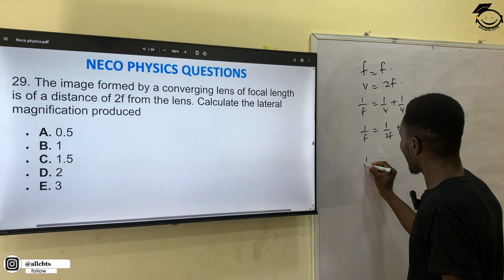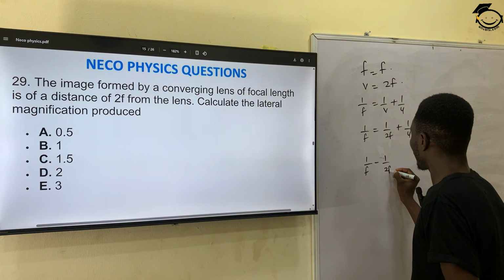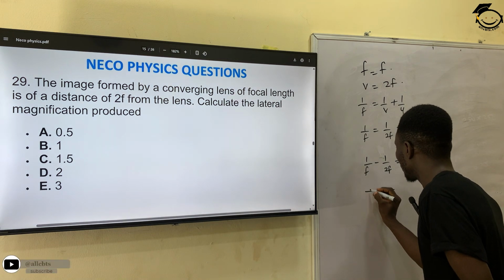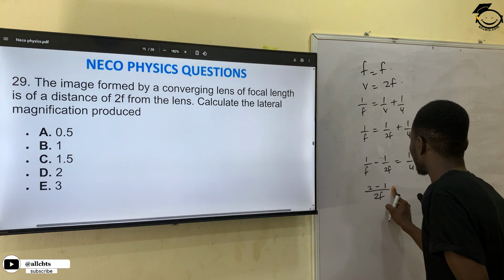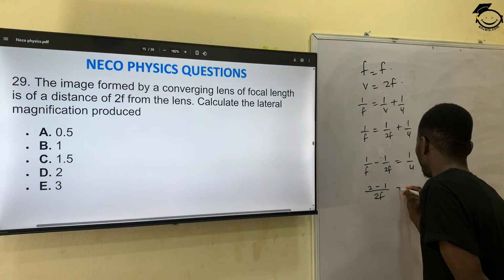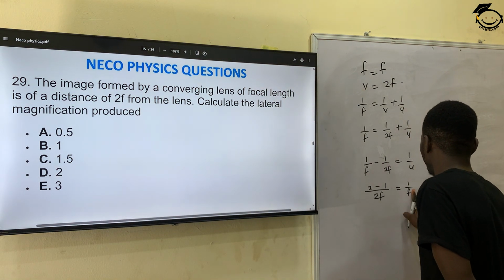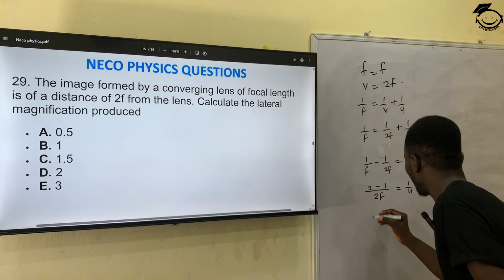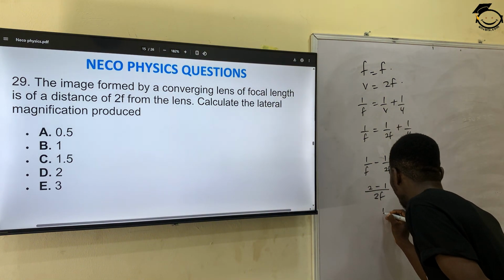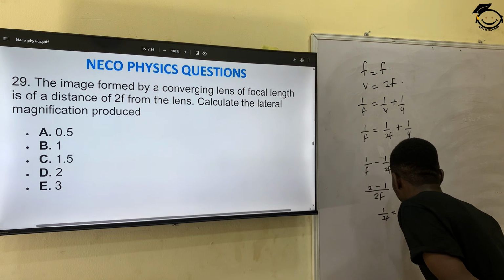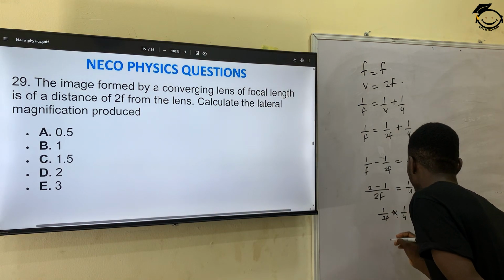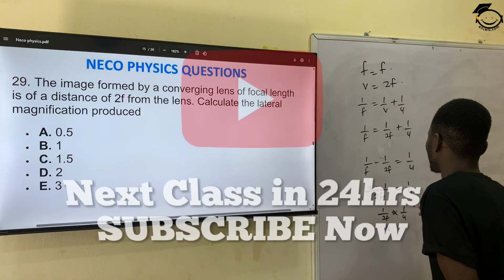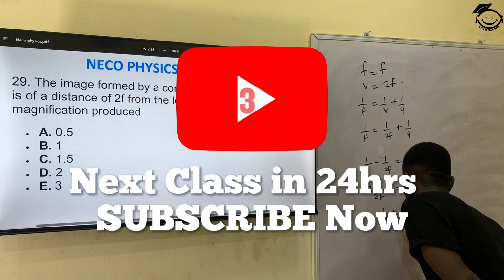This means that I have 1/f minus 1/2f is equal to 1/u. So my LCM here is 2f. That will give me 2 minus 1 over 2f, which is equal to 1/u. So that would mean that I have 1/2f is equal to 1/u. If I cross multiply, it means that my u is equal to 2f.